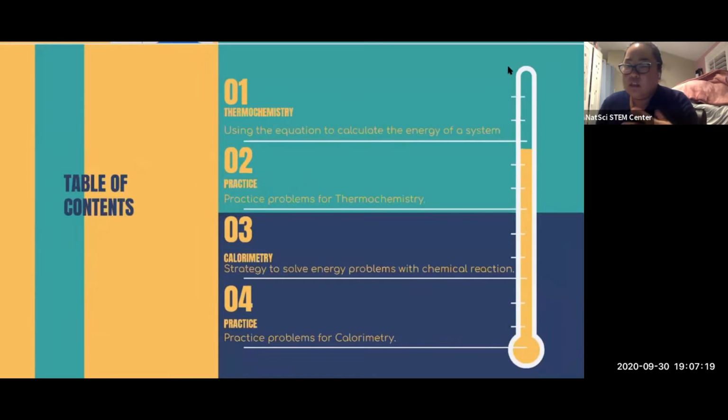I am going to go over the basics, like what the equation of thermochemistry is. We'll do a practice problem together. You guys will do the following ones on your own. Then we'll go to calorimetry, more practice problems, and then I'm going to supply you guys with some challenge problems to do.